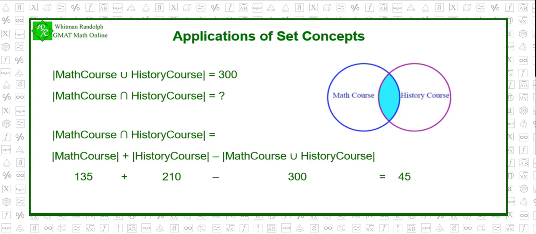Here you see that 135 students are taking math and 210 are taking history. Subtracting the total number of students, 300, we get 135 plus 210 minus 300 equals 45. So the number of students taking both courses is 45.